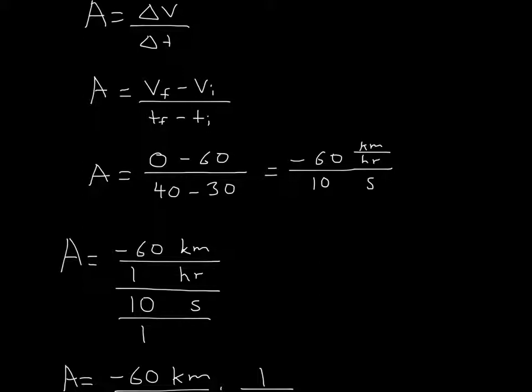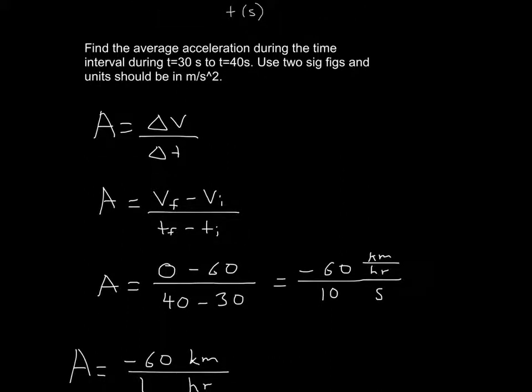So now you go back to the problem. You have an answer, and you go back to the problem to make sure you answer the question. So we did answer the question. It's the average acceleration. But we need two sig figs, which this is, but the units should be in m over s squared. That's not the case, so we need to actually convert this.